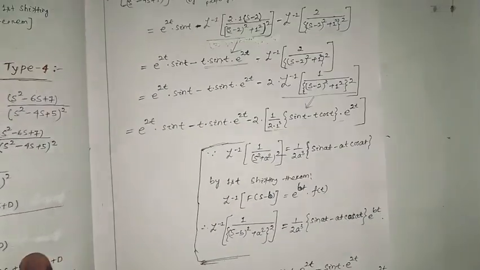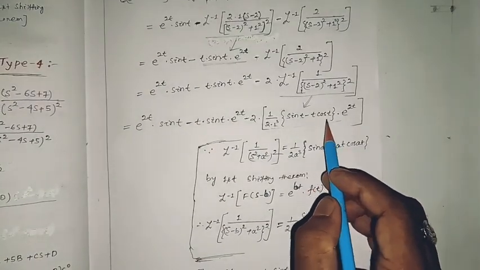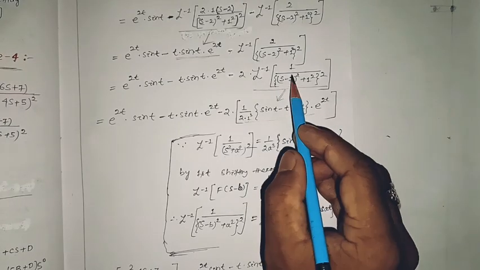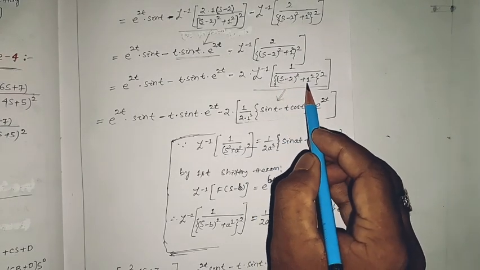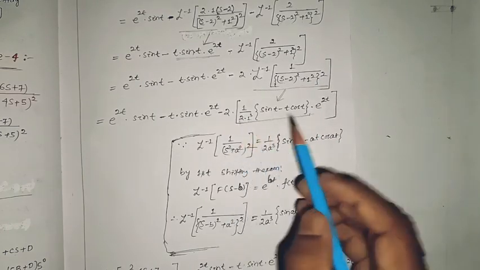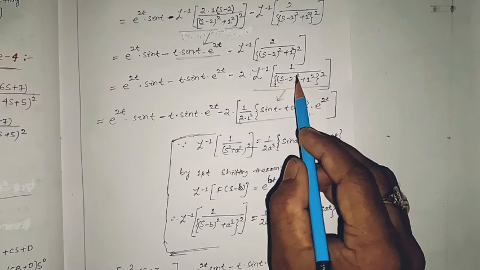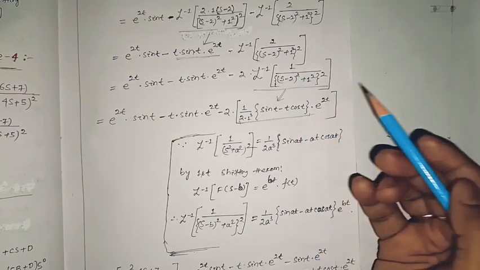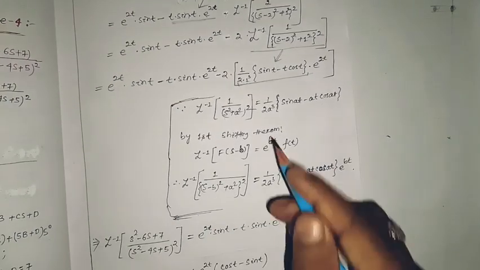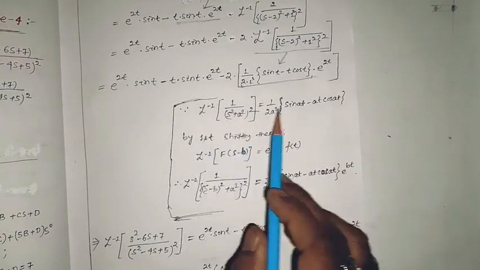Okay, but why have we written e to the 2t here? If it is 1 by (s square plus a square) whole square, then the answer will be this much. But if (s minus 2) square is there, that means we have to use the first shifting theorem. e to the 2t will be multiplied. Clearly I have written it over here. This value is this one.